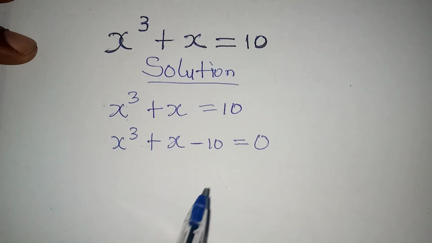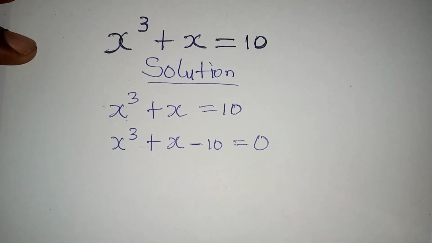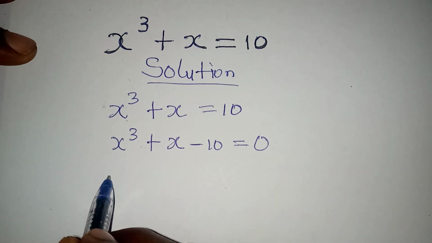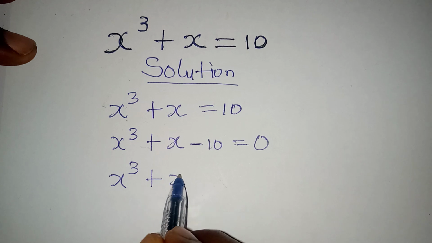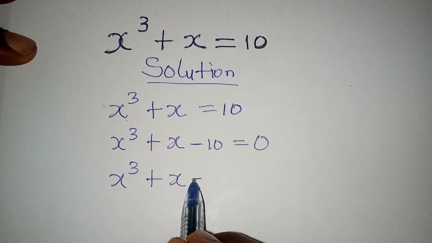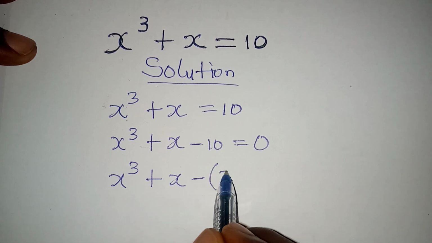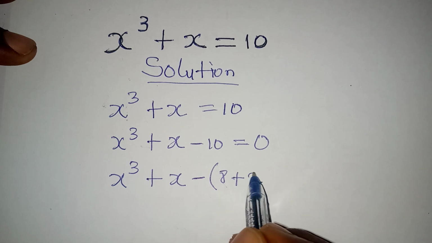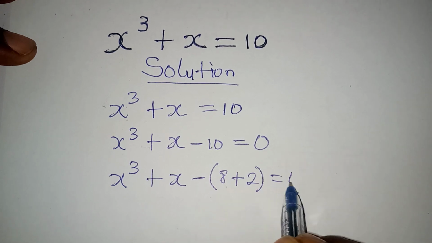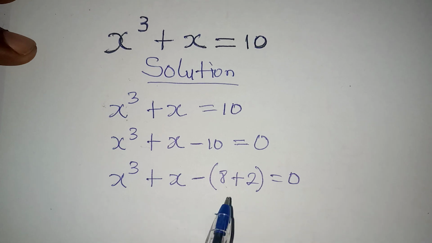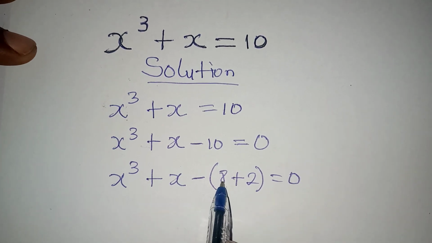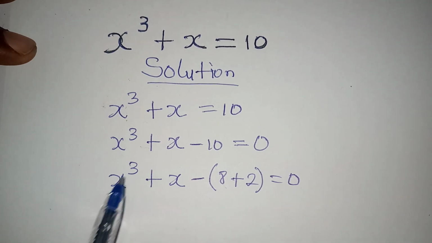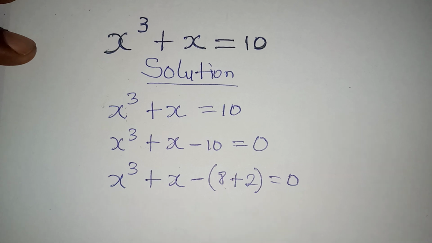Okay, now I want us to break this 10 into 2. So I'm going to have x to the power of 3 plus x, then minus, in bracket, 8 plus 2, equal to 0. Now the reason I break it into 8 plus 2 is because 8 can be written in index form to have power of 3. So 8 has to be there.